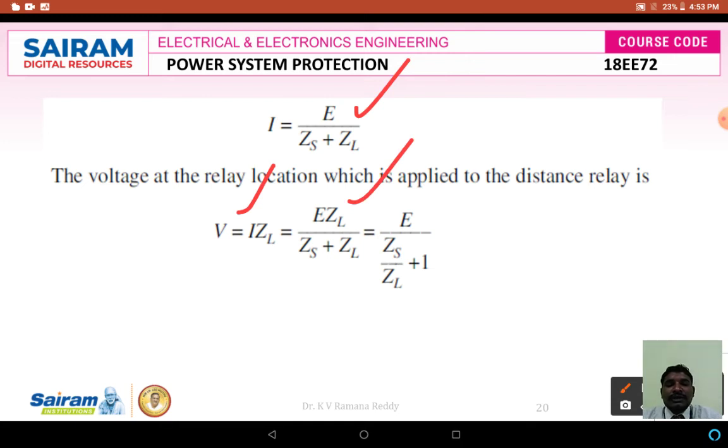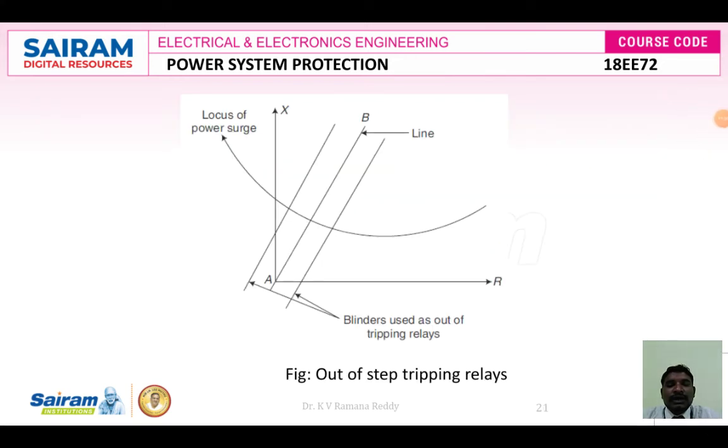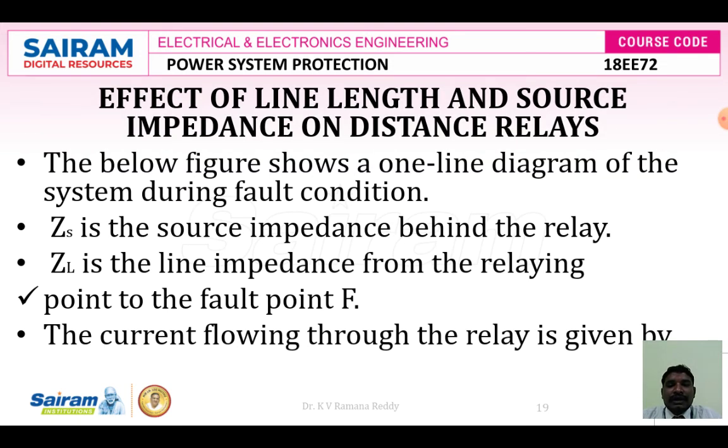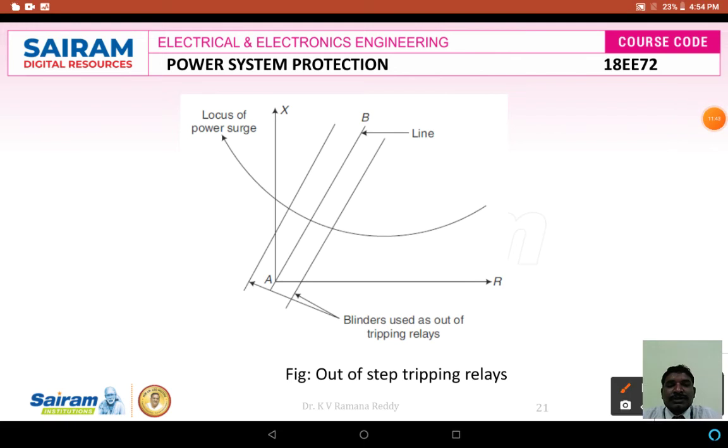If I am sending this numerator ZL to the denominator, if you do the simplification here, V is equal to E divided by ZS by ZL plus 1. Now this is the amount of the voltage at the relay location, and here I am showing the characteristics of the relay, that is the effect of line length and source impedance on distance relays. What about the effect of line impedance and source effect?